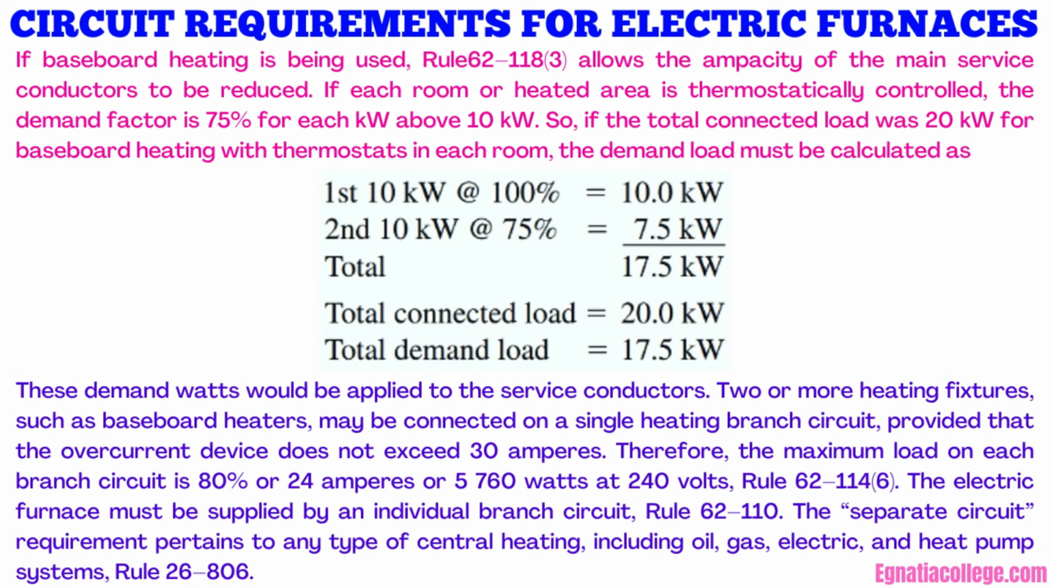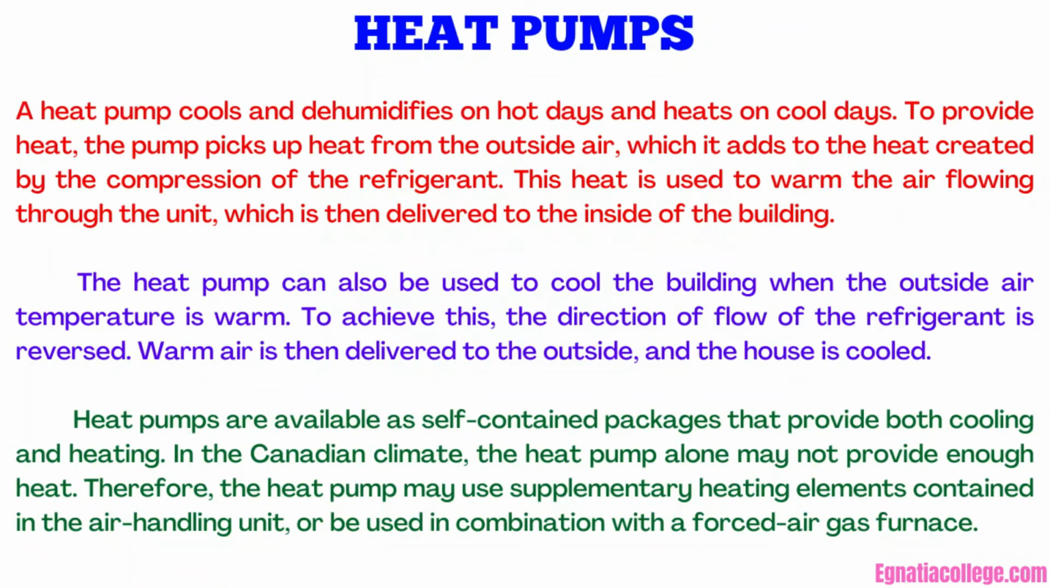The separate circuit requirement pertains to any type of central heating, including oil, gas, electric, and heat pump systems, Rule 26-806. Heat pumps. A heat pump cools and dehumidifies on hot days and heats on cool days. To provide heat, the pump picks up heat from the outside air, which it adds to the heat created by the compression of the refrigerant. This heat is used to warm the air flowing through the unit, which is then delivered to the inside of the building. The heat pump can also be used to cool the building when the outside air temperature is warm.